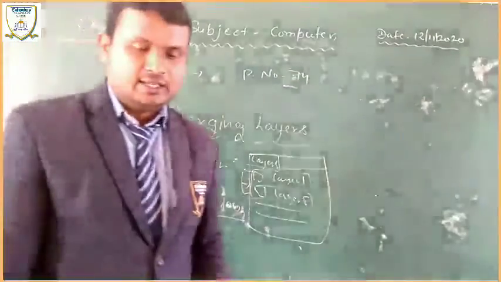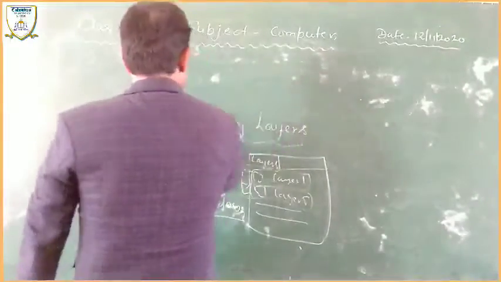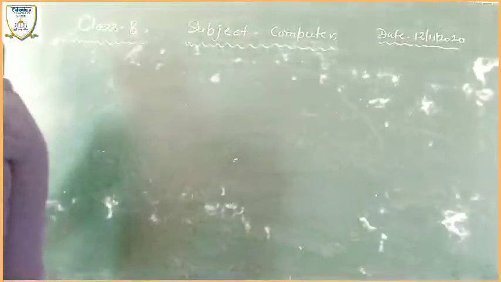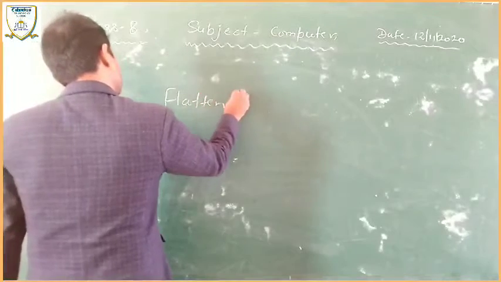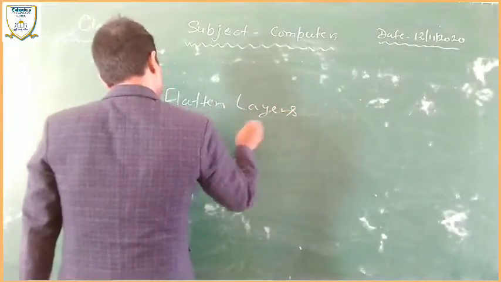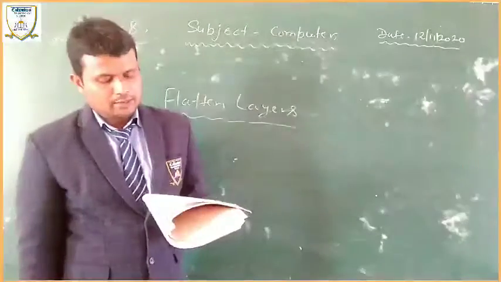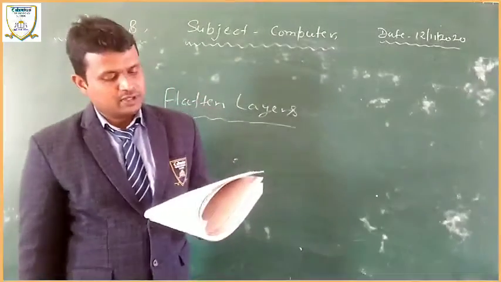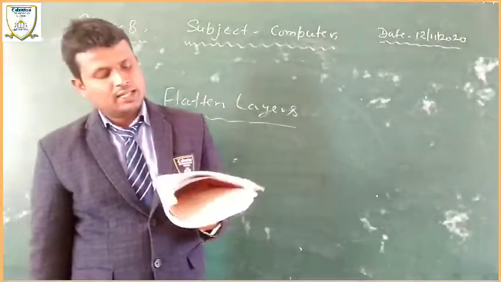Second is flatten layers. Next is flatten layers. Flatten layers reduces the size of the file by combining all the visible layers into the background. If any areas are left transparent, they are filled with white color. To flatten the layers, click on the layer, then flatten image.